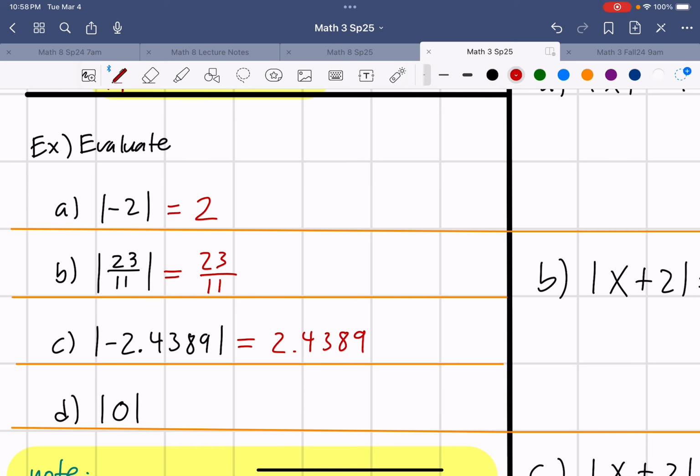What's the absolute value of zero? Well, zero is at zero. So the absolute value of zero is 0 because there is no distance. It's exactly at 0 already.